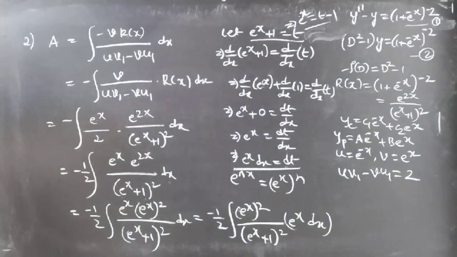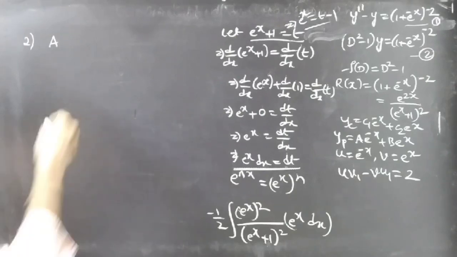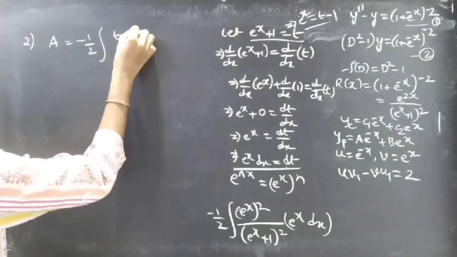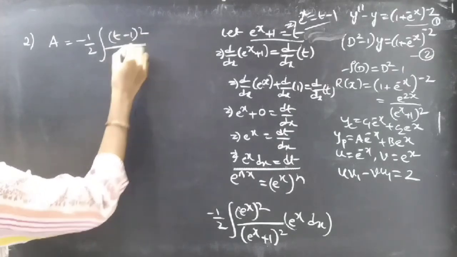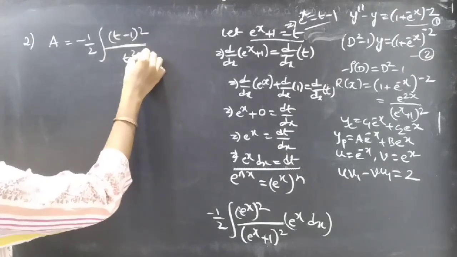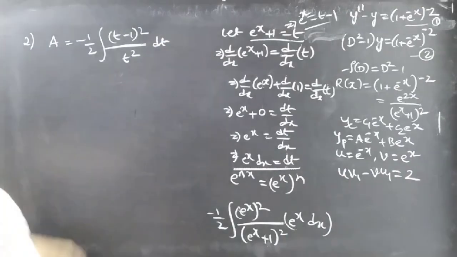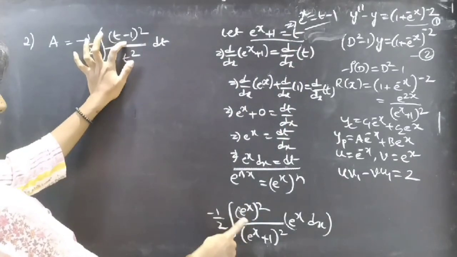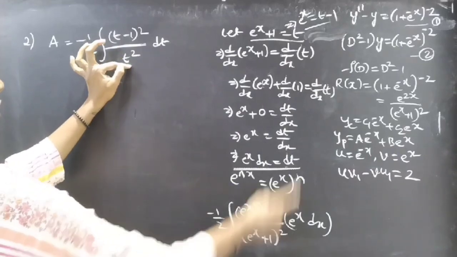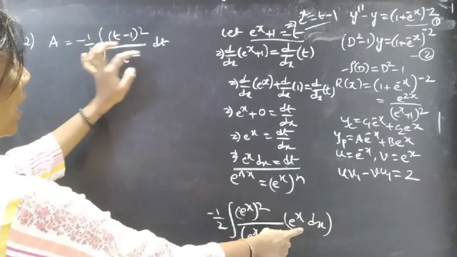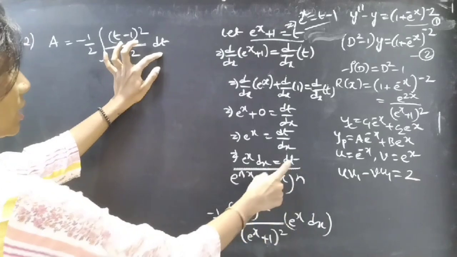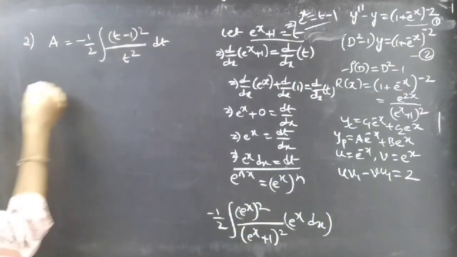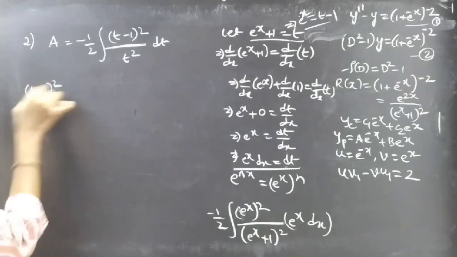Now A becomes minus 1 by 2 integral t minus 1 whole square by t square into dt. Just replace e power x by t minus 1 so that you'll get t minus 1 whole square, replace e power x plus 1 by t, you'll get t square, and replace e power x dx by dt, right? So here in the integrand you're having t minus 1 whole square by t square, right?